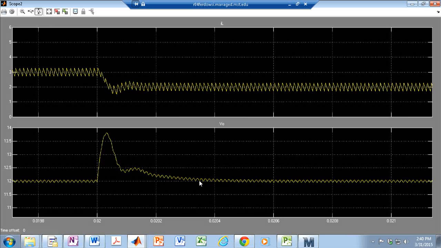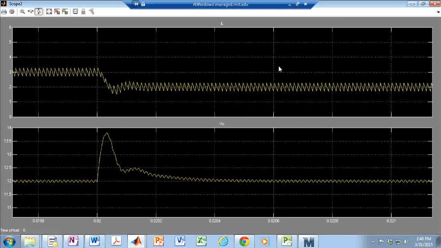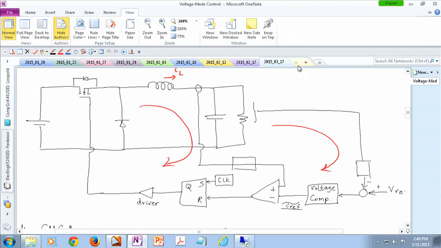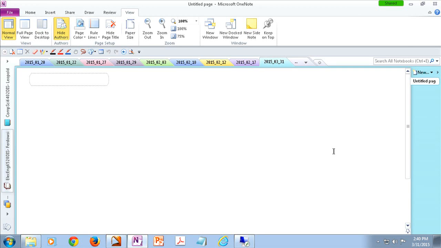So current mode control does not significantly improve the dynamic performance of the system when it comes to variations in the output power or output resistance, basically. And there is a reason for that. You can actually explain it. When you have a sudden change in your converter, let's say we have a buck converter.